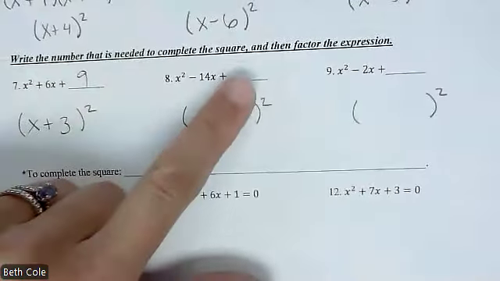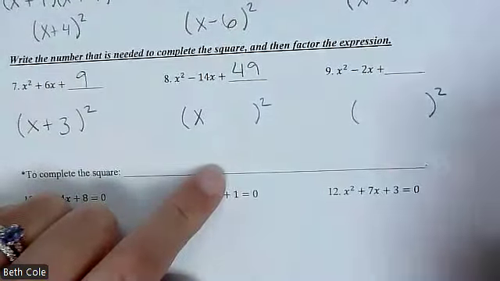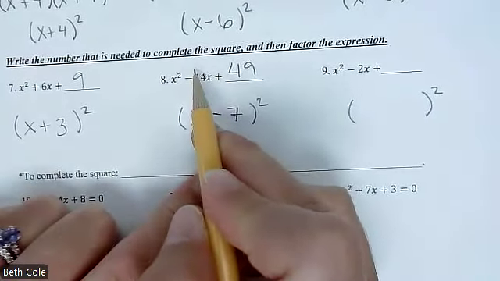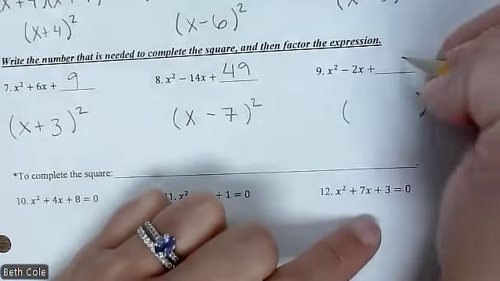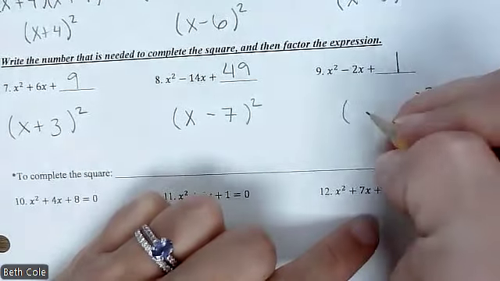All right, what do you think about this one? 49. And then in here, it would be x minus 7. Good. Negative 7 and negative 7 gives you negative 14. Negative 7 squared is 49. Now, this one was the tricky one. It is 1, and that's because 1 squared is 1. And then what goes in the blank?